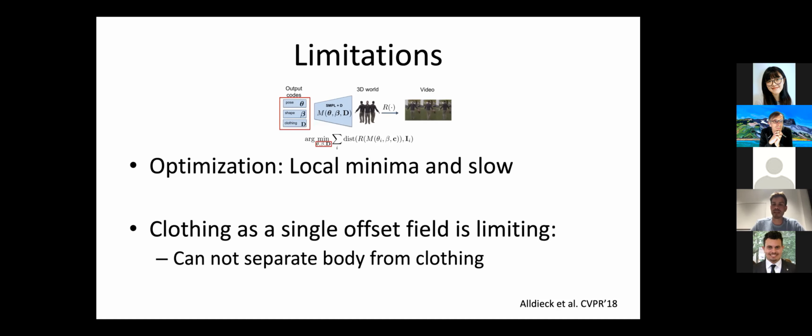All right, but it had limitations because this was based on optimization, and we know that optimization is prone to local minima and it's slow. Also the representation is simple and flexible, but it also has a lot of limitations. You cannot separate what is the clothing from what is the body. And for many applications, you actually need to do this.